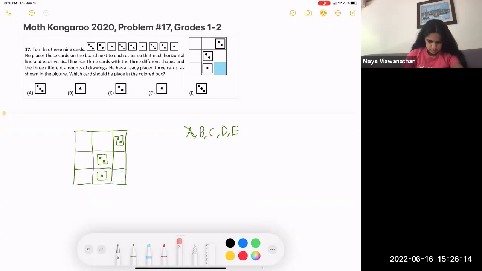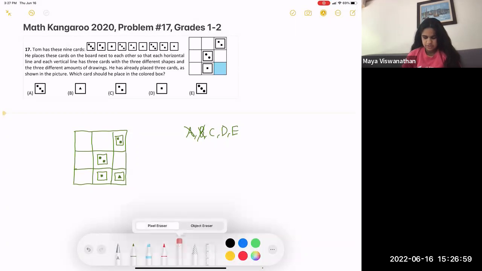So now we can try option B. So option B would be having 1 triangle. And we're still missing. So is this an option? We know that there are 3 different amounts of drawings in each horizontal line and each vertical line. And if we're looking at this horizontal line here, we now have 1 square and 1 triangle. So we're having 2 of the same amount of drawings. So we know that that's also not an option, and we can rule out B.